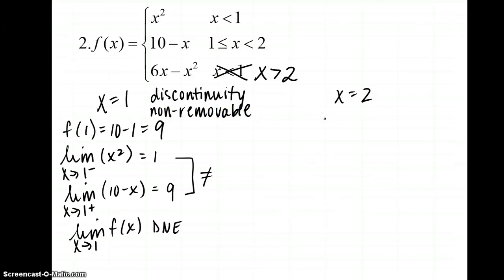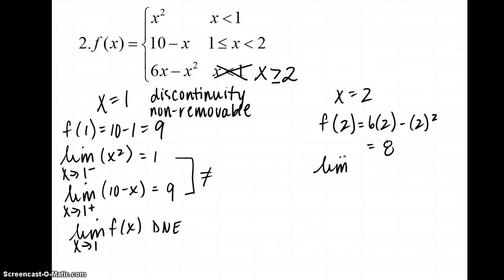Alright, at x is equal to 2. Let's make this x is bigger than or equal to 2 because we need the function equal somewhere. When x is equal to 2, I plug into the quadratic: 6 times 2 minus 2 squared. 12 minus 4 gives us a y value of 8.